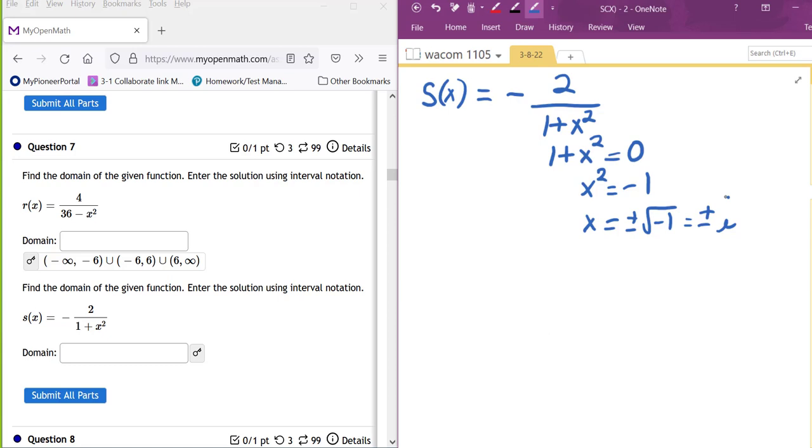So for this one, there's nothing that you're going to throw away. You've checked this, but this doesn't give you any values to throw away. So this one will be negative infinity to infinity.